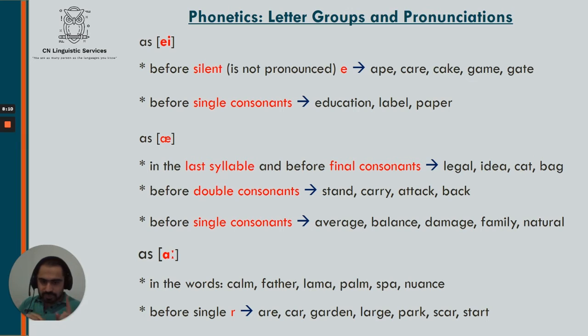Also, there is one rule, besides these words: if A comes before a single R, then we pronounce this A as a longer A, like here: car, garden, large, park, scar, and start. Okay, so these were the six different pronunciations for letter A.